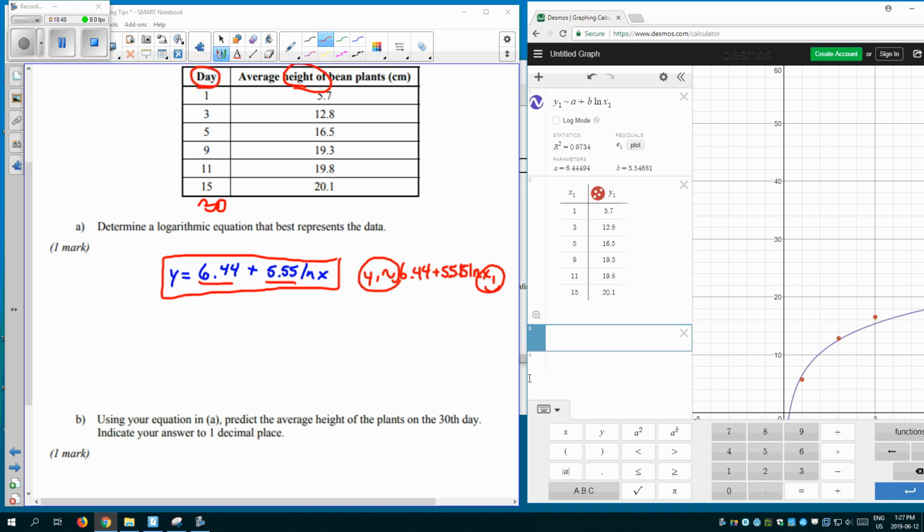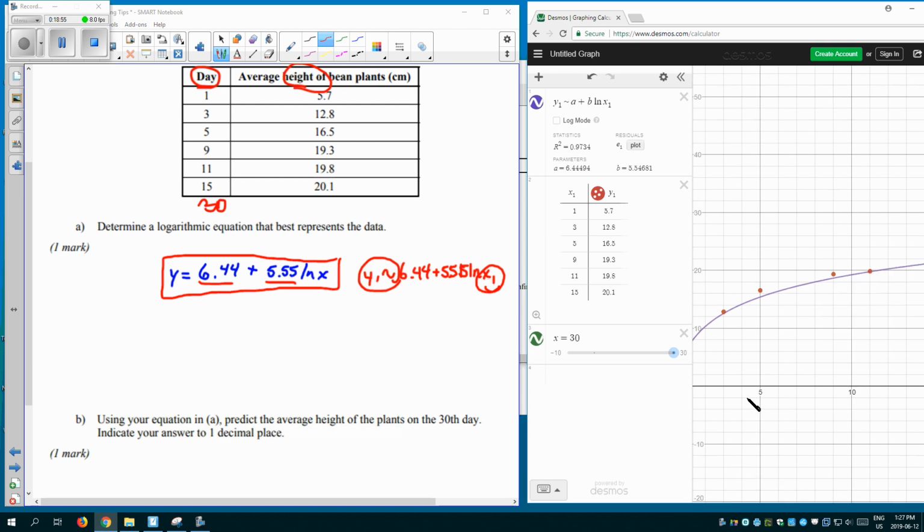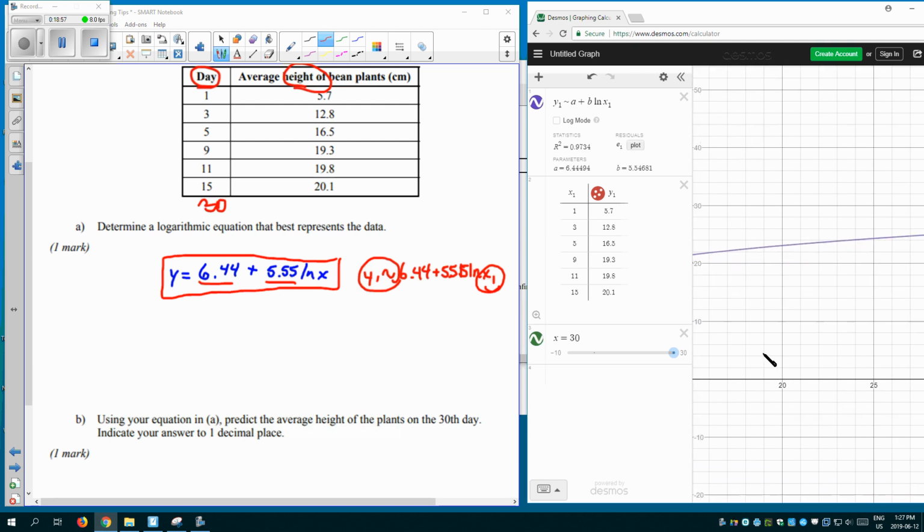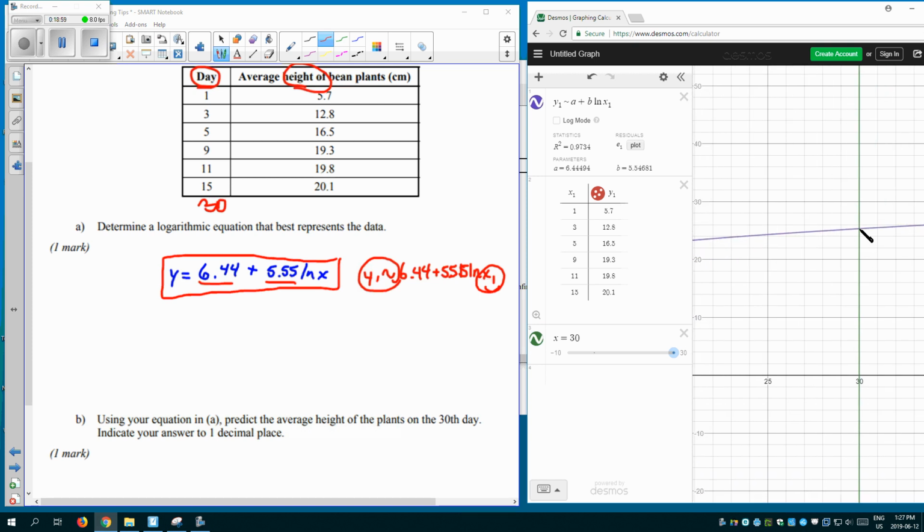You go to Desmos, you put in x equals 30, and we have to find it. And you can adjust your window settings, or you can scroll, and there's your answer, 25.31. Predict the average height of the plants. I'm going to predict that it's 25.31 centimeters tall.